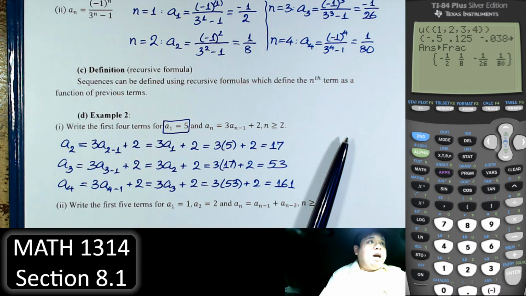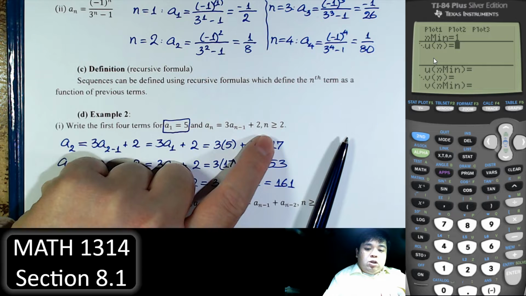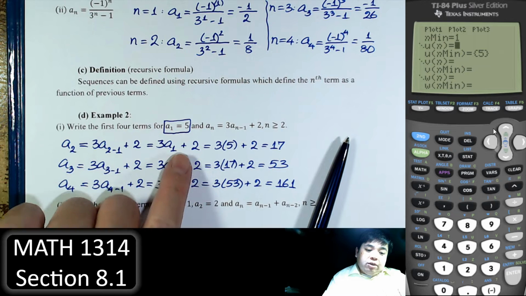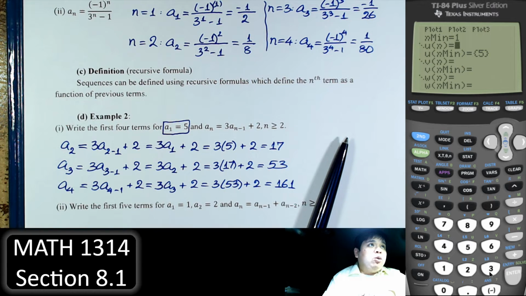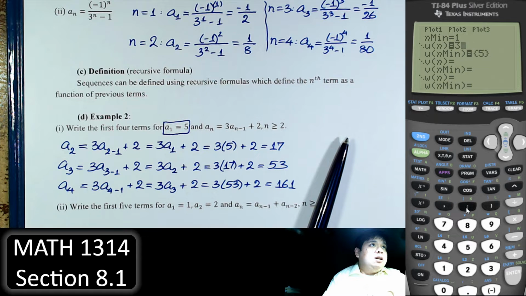Right. We can also use the calculator for the recursive formula. So n greater than or equal to 2. a1 is 5, so we start at 1, so u of 1 is 5, right? Now the recursion, we're going to have 3 times u of n minus 1 plus 2.